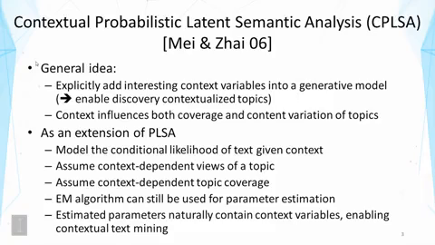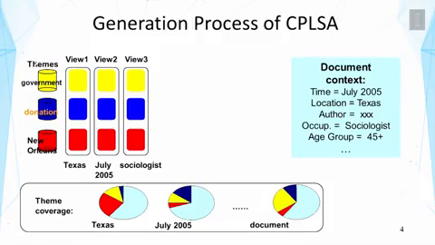We can still use the EM algorithm to solve the problem of parameter estimation. And in this case, the estimated parameters would naturally contain context variables, and in particular, a lot of conditional probabilities of topics given certain context. And this would allow us to do contextual text mining. So this is the basic idea.